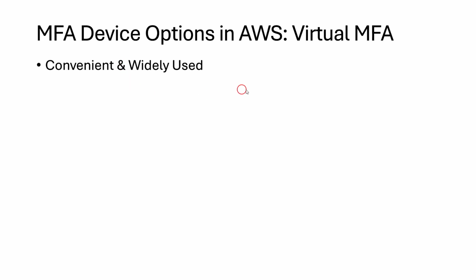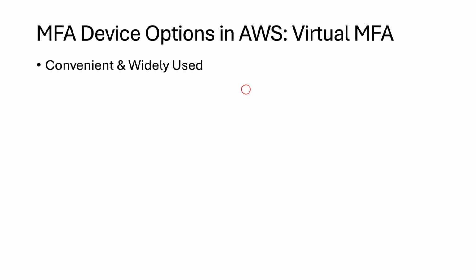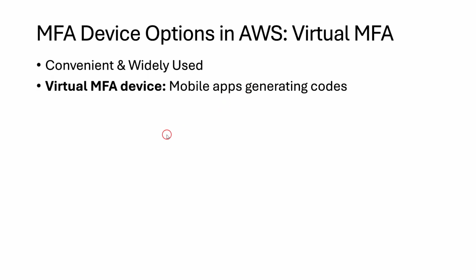So you can use your mobile app, or you can use your system's browser extensions, to access this MFA device. And this is virtual MFA, so it will generate a unique code in your mobile or your laptop. Simply, a virtual MFA device is nothing but a mobile app generating codes.